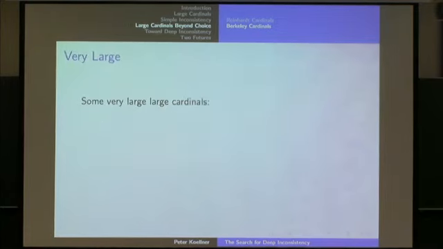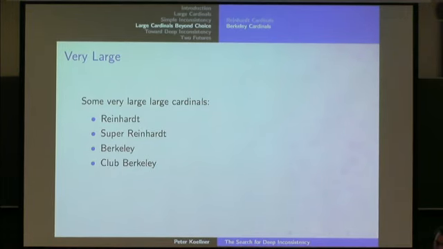Okay, so I gave a list of the small large cardinals and the large cardinals, and then here's a list of the very large cardinals, some of the milestones. There's a lot of other things hidden in there, and it'd be of interest to find more, especially above a limit club Berkeley cardinal. So we've got Reinhardt, we've got super Reinhardt, we've got Berkeley, club Berkeley, and limit club Berkeley. And they're all getting stronger.